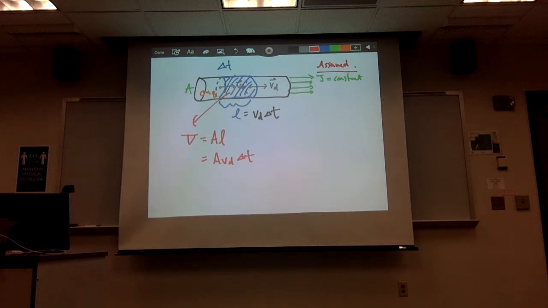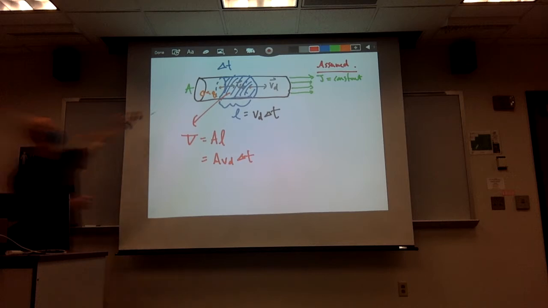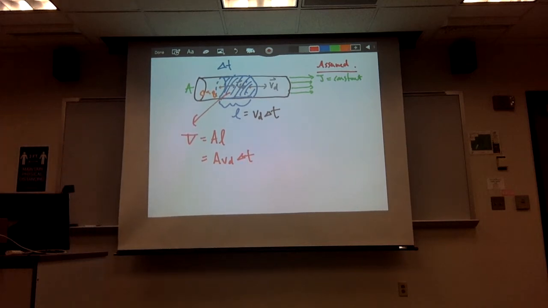Okay? What's the inequality of the Q? Oh, it just means that we're looking at positive charge particles. So that's why they're moving in the direction which is the same direction as the drift velocity.